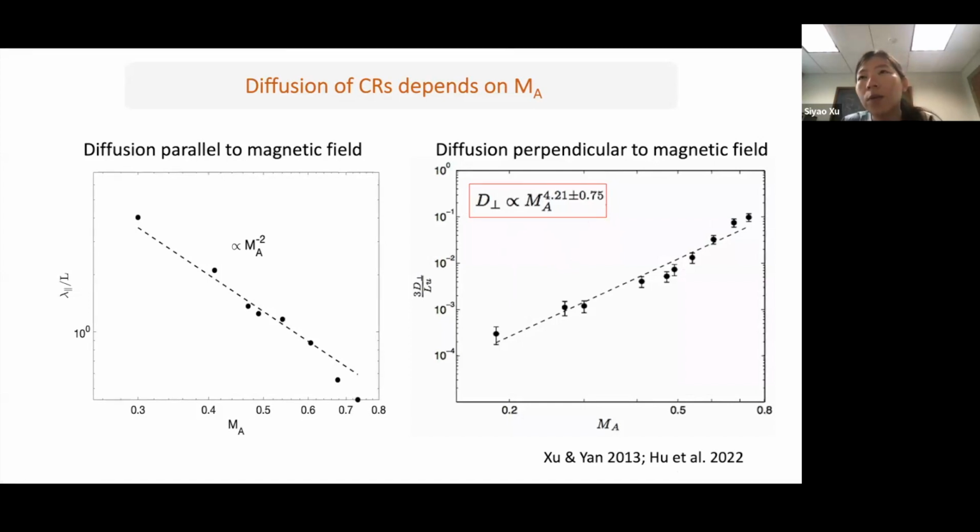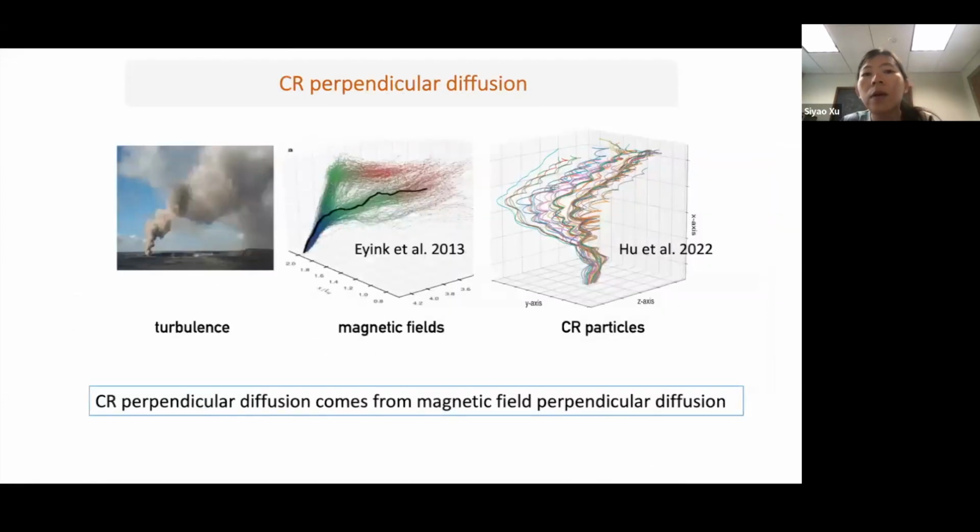Parallel diffusion comes from the interaction of cosmic rays with turbulent magnetic fields. But perpendicular diffusion is quite different. It comes from the intrinsic properties of magnetic fields themselves. In these three panels, I show the superdiffusion of passive smoke particles in turbulent atmosphere for hydrodynamic turbulence diffusion, and perpendicular diffusion of magnetic field lines in turbulence, and cosmic ray particles that trace the turbulent magnetic field lines. All of them show similar superdiffusion behavior.